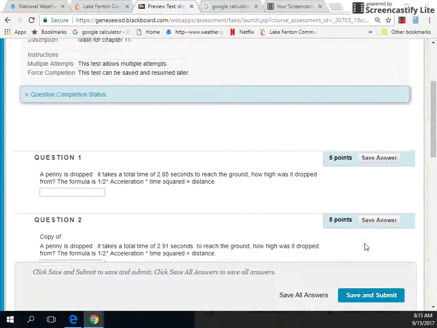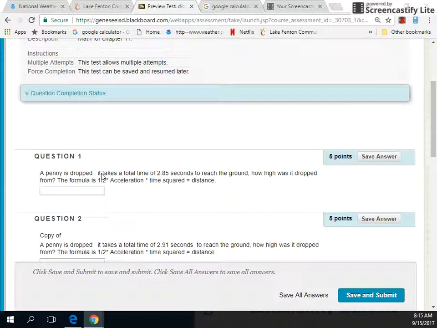First one, you see a penny is dropped. It takes a total time of 2.85 seconds to reach the ground. How high was it dropped from? The formula is 1/2 acceleration times time squared, right? So it's 0.5 times the acceleration of gravity, which is 9.8 meters per second squared, times time squared.